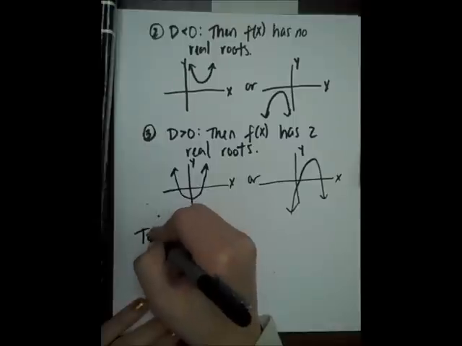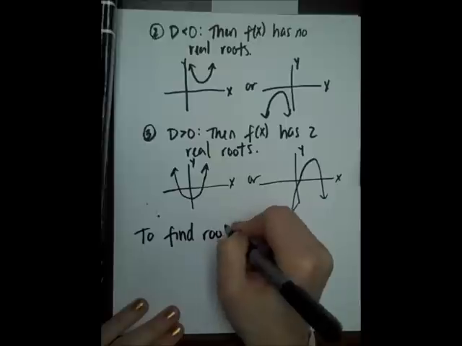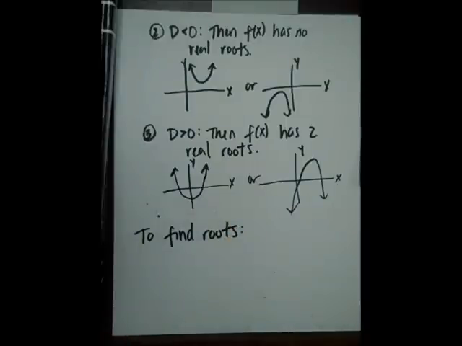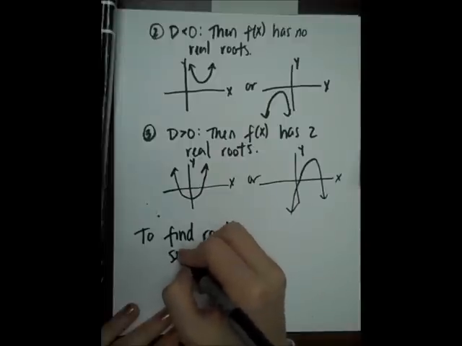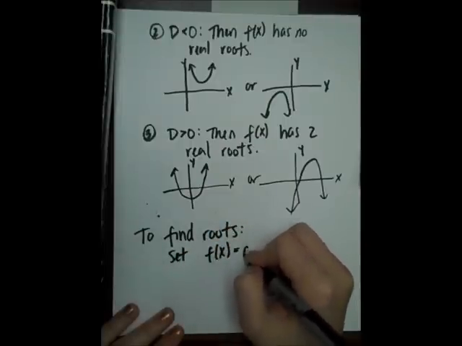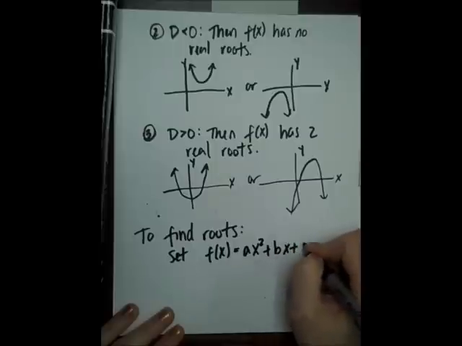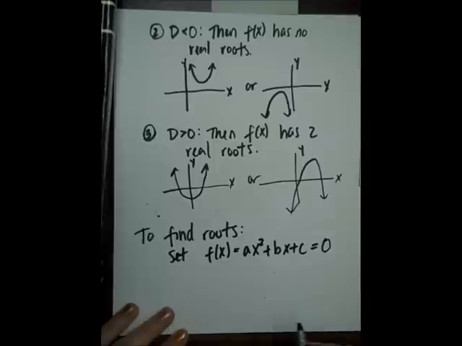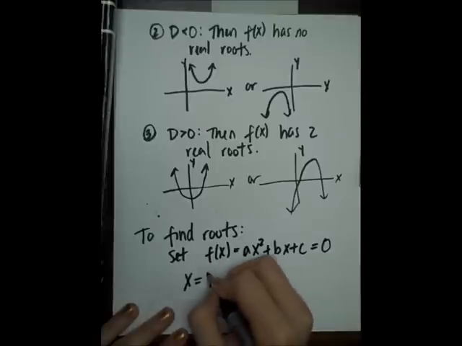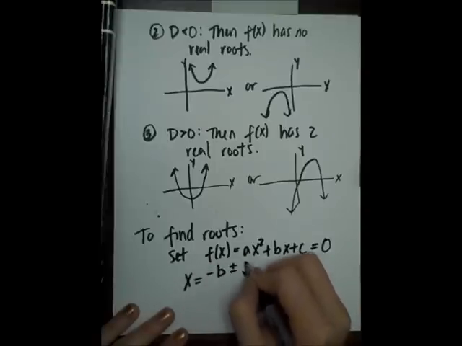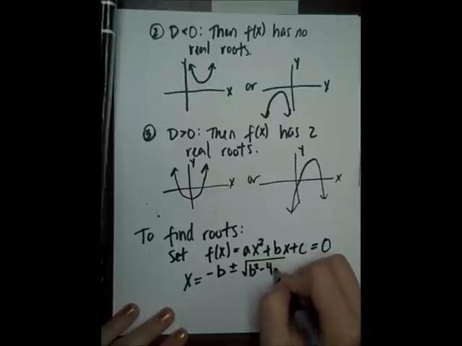To find the roots, you're going to set the entire function equal to 0. So if you set the function equal to 0, there are a couple things you can do. You can either factor, you can complete the square, which is a later video, or you can use the quadratic formula. So to find roots, you set f of x, which is ax squared plus bx plus c, equal to 0. If you solve this for x, we'll get that x is negative b plus or minus the square root of b squared minus 4ac all over 2a.